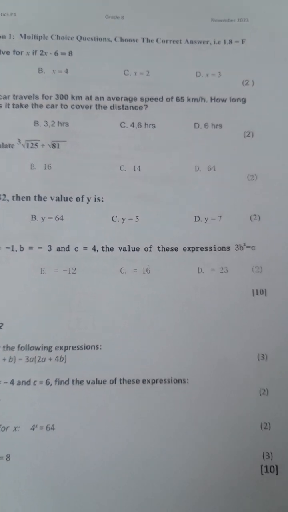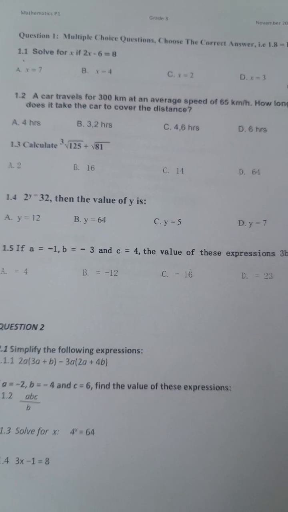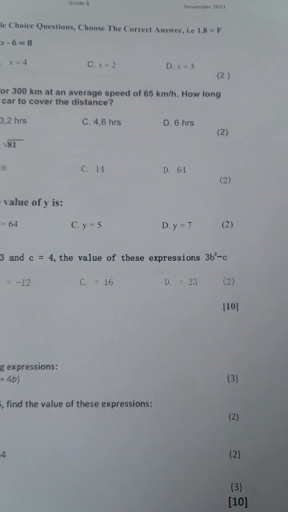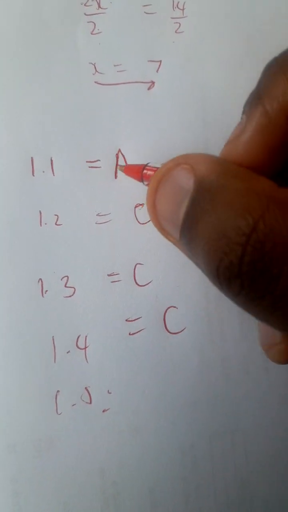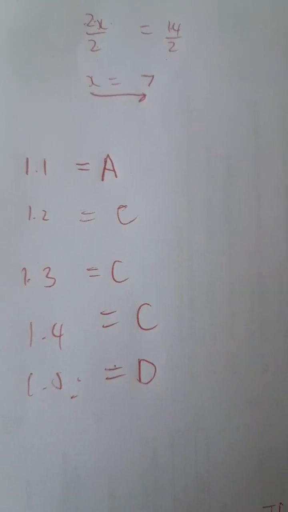So if we go back, we can see that A, 4, not the answer. B, -12, not the answer. C, 16, not the answer. D is equal to 23, that is our answer. So 1.5 is D, 23. All right, I hope that was very helpful. And that is question 1 of our multiple choice.